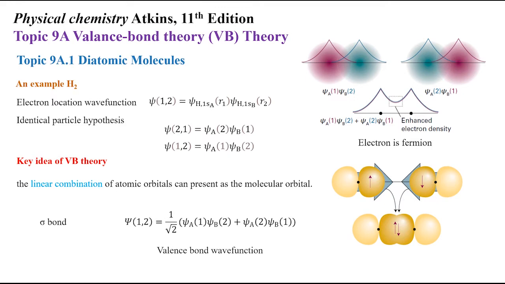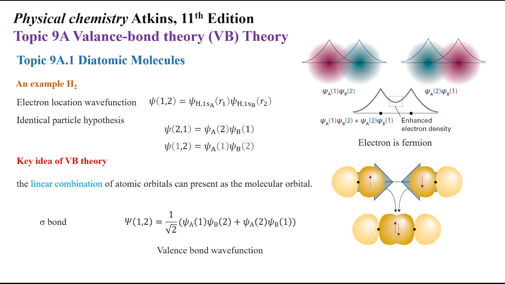Now we are going to learn about physical chemistry, and the book is Physical Chemistry, Atkins 11th edition. We are now going to study topic 9A, valence bond theory, VB theory, 价键理论, and we first start with topic 9A.1, the diatomic molecules, 双原子分子. We will construct a very simple example, the hydrogen molecule H2.